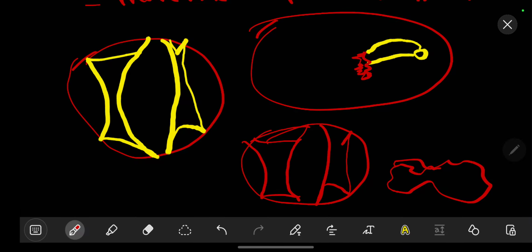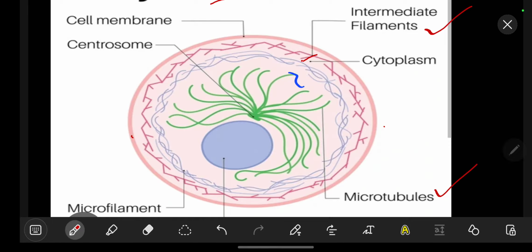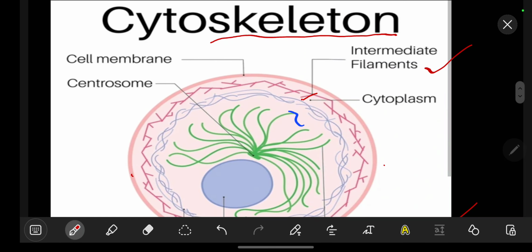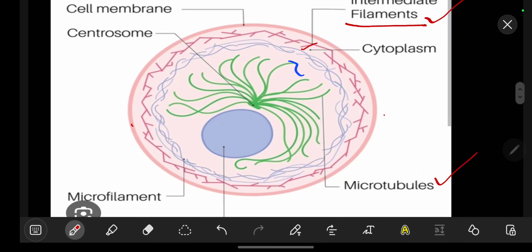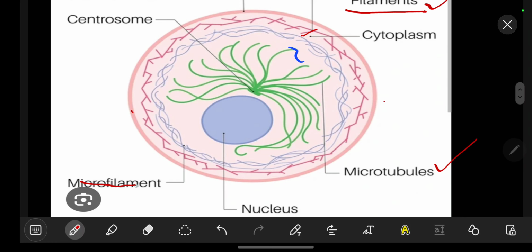Now let's look deeper into the parts. So firstly, when we are looking at our cell, the structure of the cytoskeleton, you may find some intermediate filaments. You might find the microfilaments there. You might also find the microtubules.